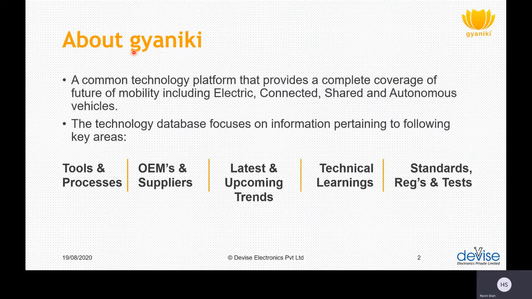So, what is gyaniki? It is a common technology platform that provides a complete coverage of the future of mobility. It includes information on electric, connected, shared, and autonomous vehicles. The database has been created in a manner where it is broken down into five core areas. First one being tools and processes.